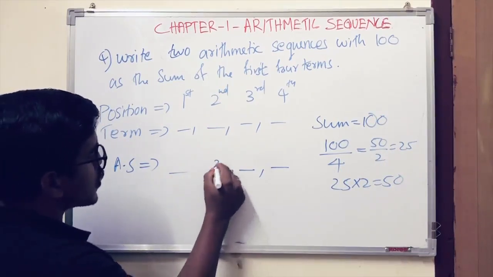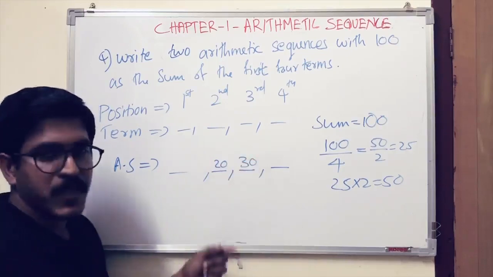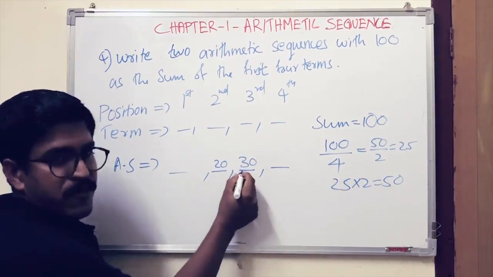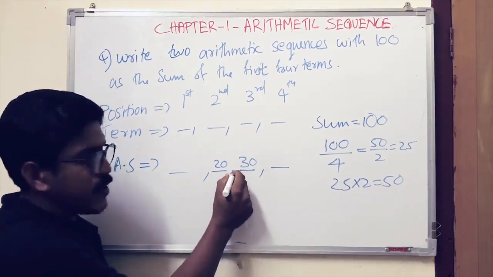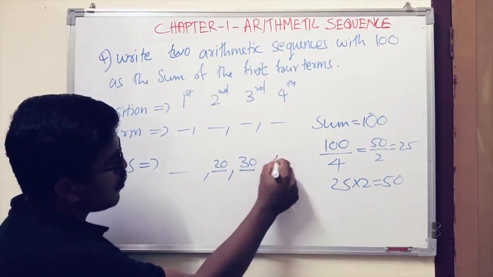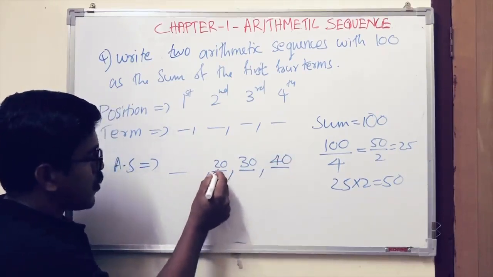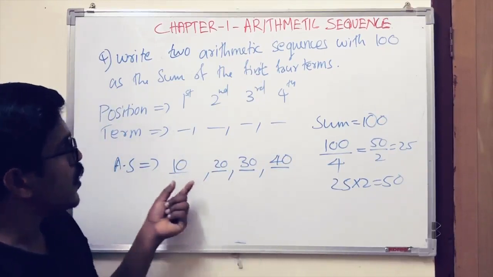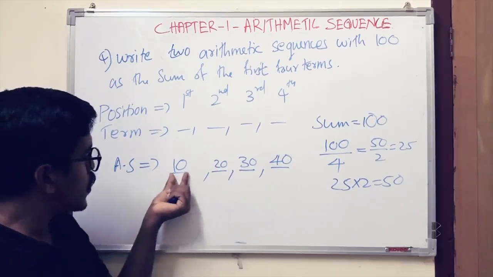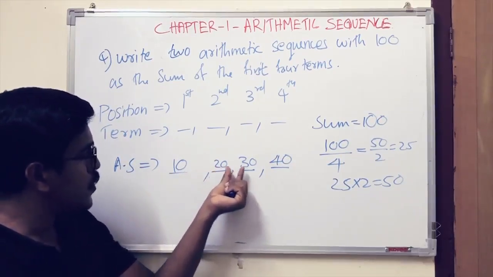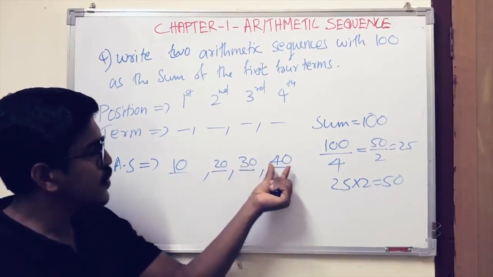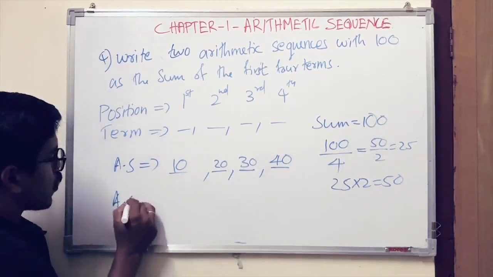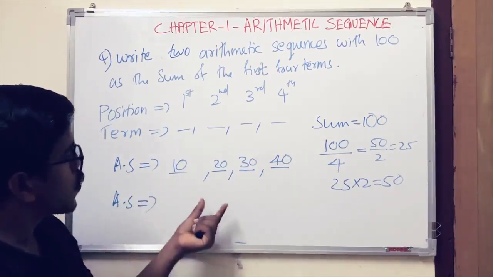If I am considering 20 and 30, that is 20 plus 30, 50. Then the common difference you can see here is 10. So 30 plus 10, 40 will come. Here we need to subtract, then 10 will come. Now we can add these terms, that is 10 plus 20, 30, 30 plus 30, 60, 60 plus 40, 100 is the sum. Now we can construct one more sequence here.